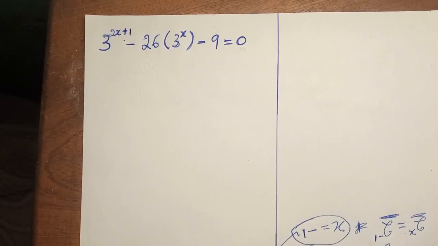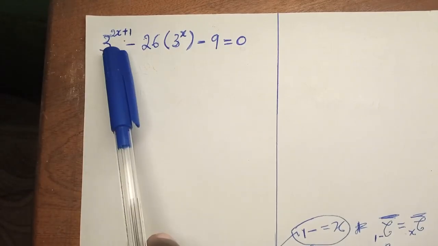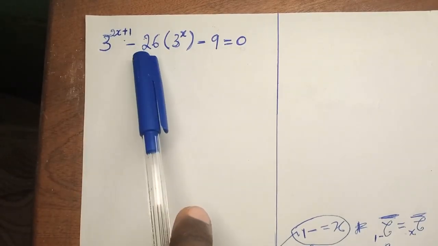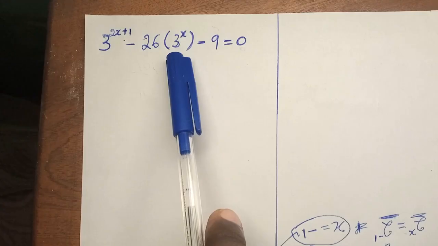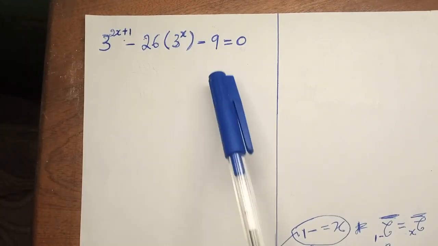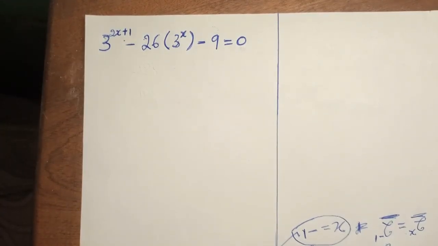Looking at this expression, we have 3 to the power of 2x plus 1, minus 26 in bracket 3 to the power of x, minus 9 is equal to 0. In fact, looking at this expression, we want to look for the unknown value of x or y in this expression. So x is what we see now.